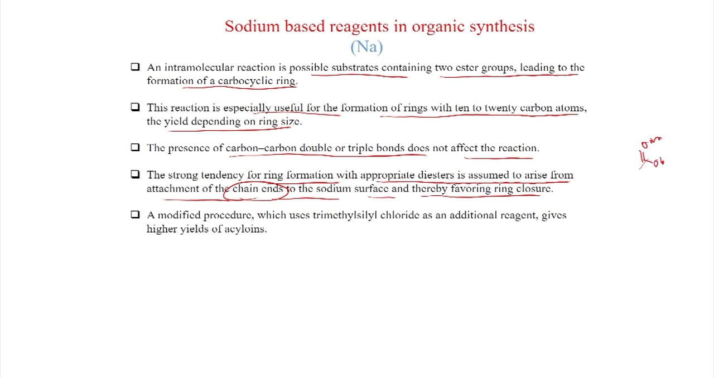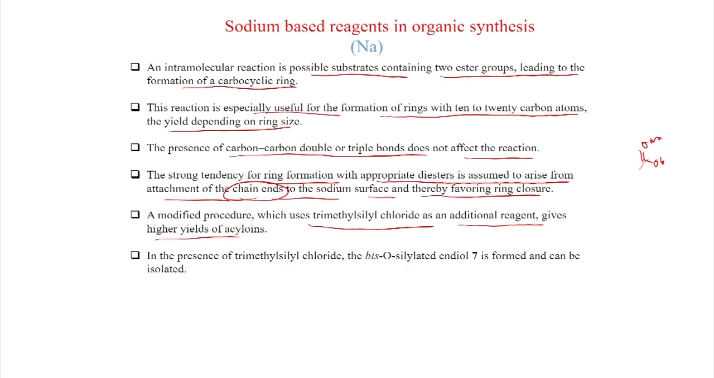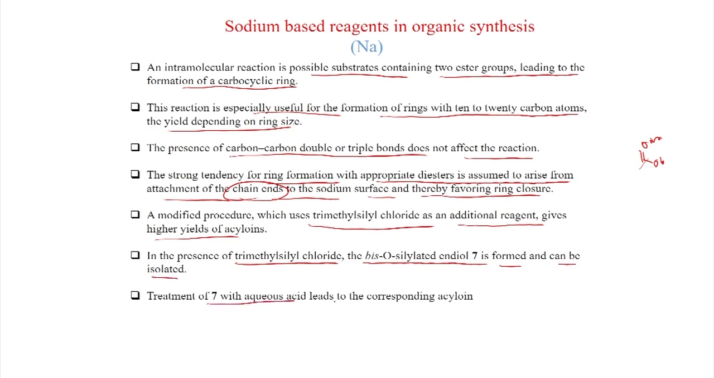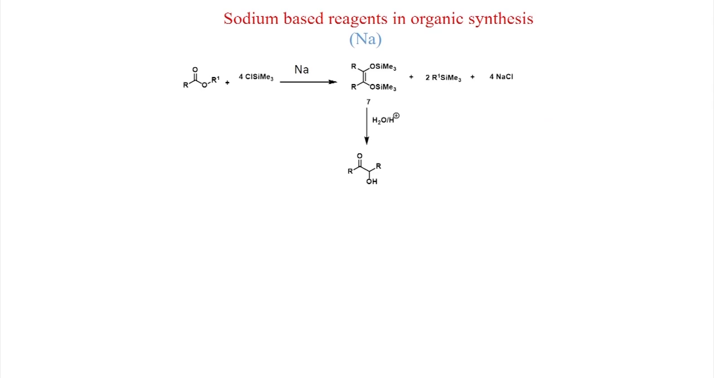A modified procedure which uses trimethylsilyl chloride as an additional reagent gives higher yields of acyloin. In the presence of trimethylsilyl chloride, the bis-silylated enediol, which you will see in the next slide, is formed and can be isolated. Treatment of 7 with aqueous acid leads to the corresponding acyloin. So, if you have trimethylsilyl chloride and excess sodium, then you get this disilyl species, and now with aqueous workup you get this alpha hydroxy ketone, and these are the byproducts: R1SiMe3 plus 4 equivalents of sodium chloride. So here a minimum of 4 equivalents you need.